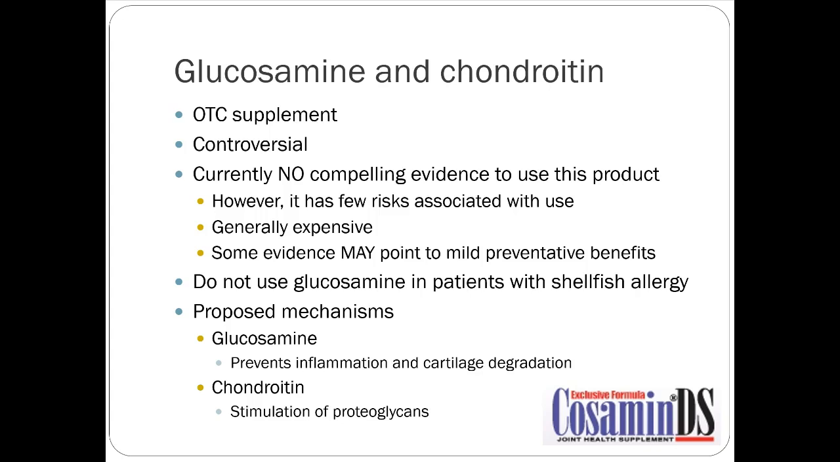The mechanism: glucosamine is a product that supposedly prevents inflammation and cartilage degradation, and chondroitin should stimulate proteoglycans, which theoretically helps to build new cartilage. So again, it's a little bit of a controversy whether or not this product really works, and it gets a little bit confusing as far as the supplement category goes. We haven't done our supplement lecture yet, but we'll talk about supplements and their definitions in a little bit.